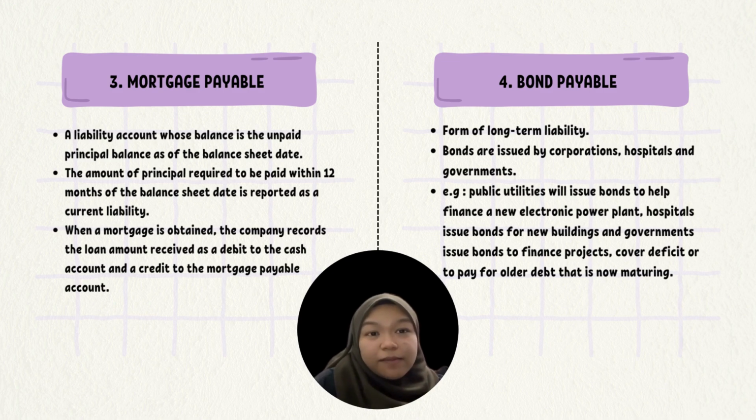As payments are made, they are typically allocated between interest expense and principal reduction. The interest portion is an expense on the income statement, while the principal reduction decreases the mortgage payable balance on the balance sheet. Next is bonds payable.